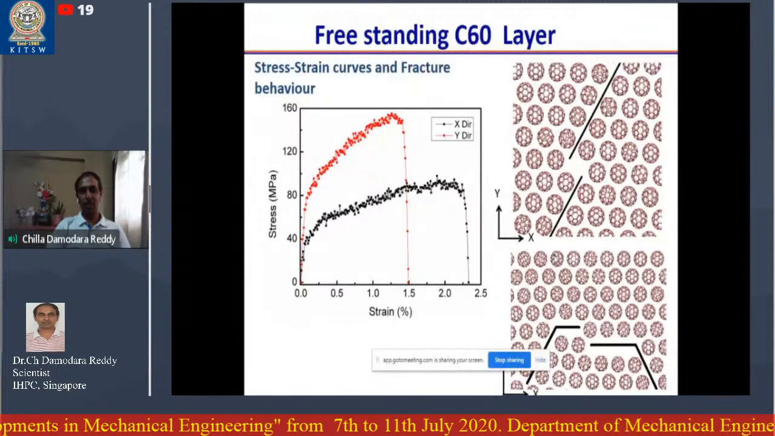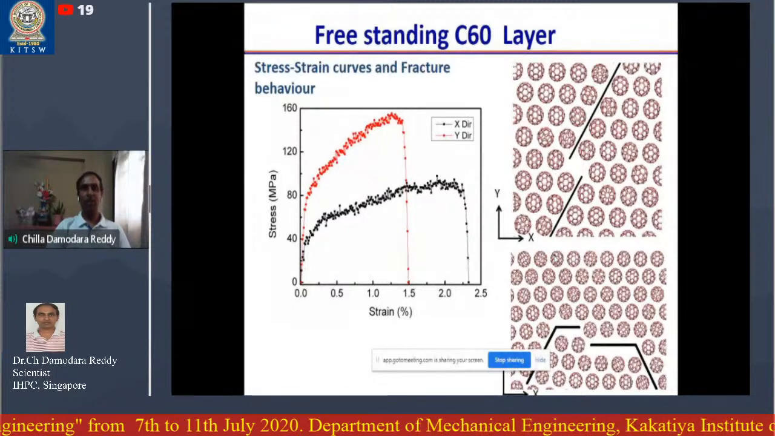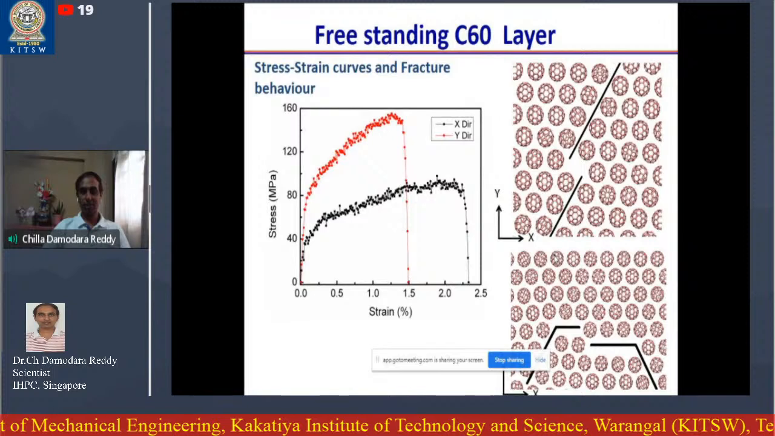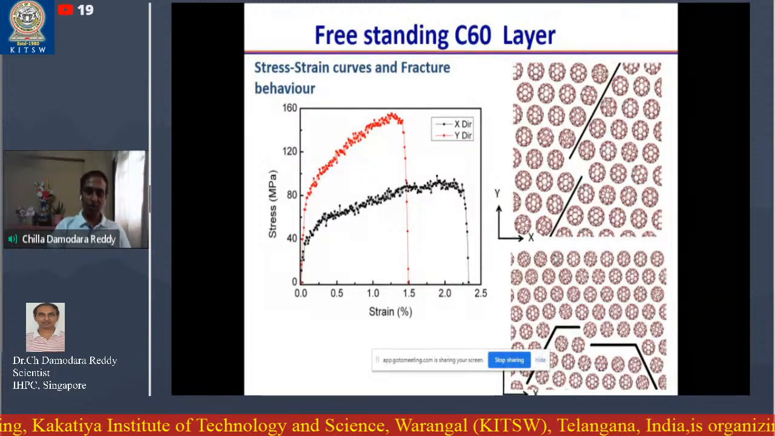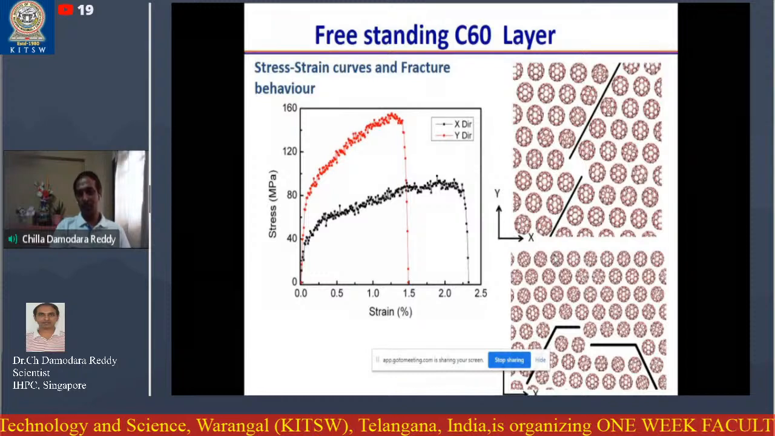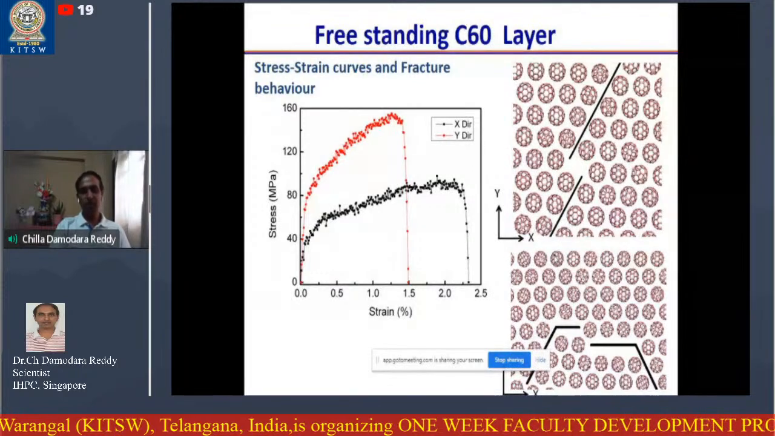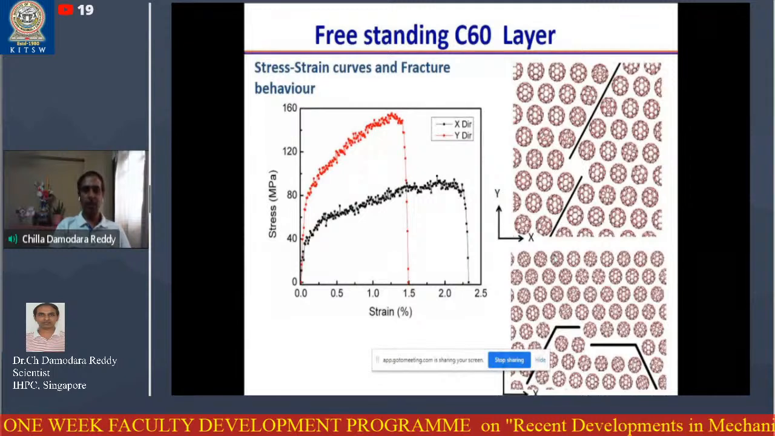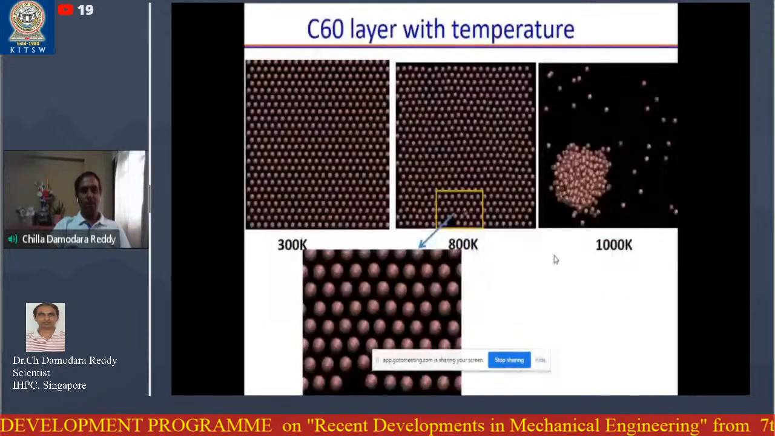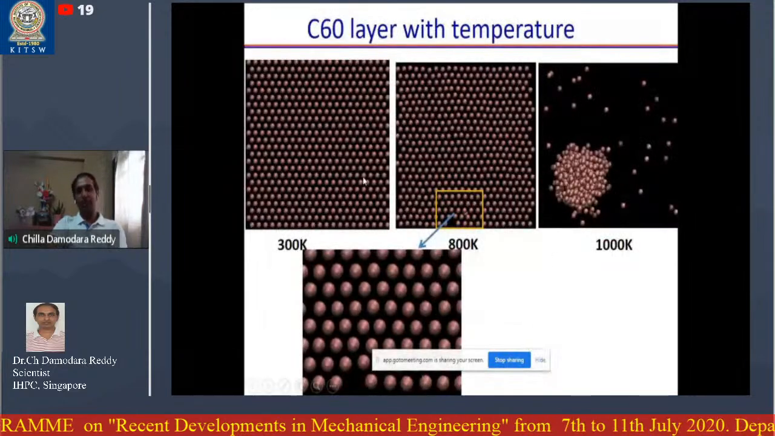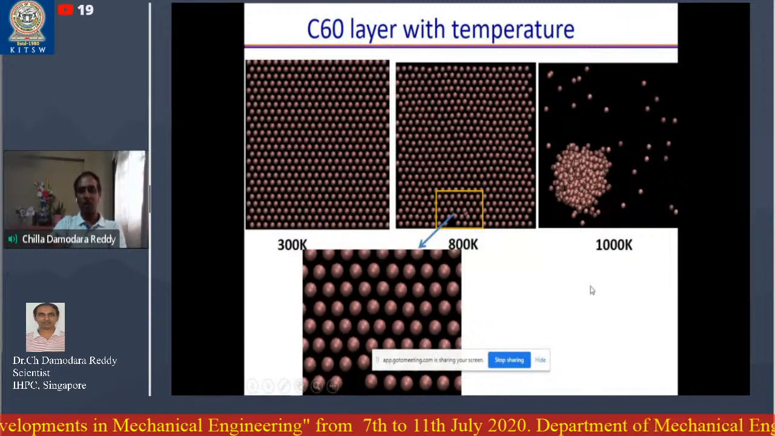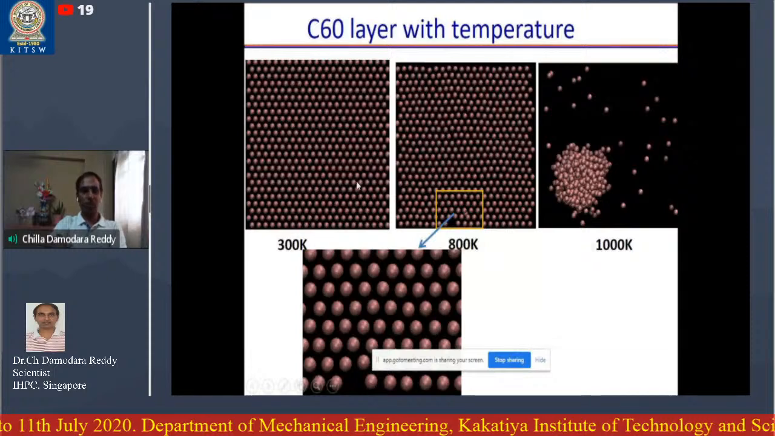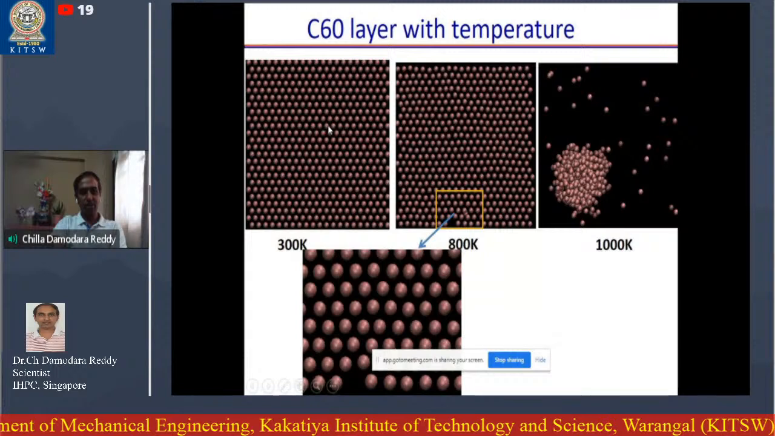In 2004 and before that, people believed that graphene could not exist as a single layer. Similarly, C60 can also exist as a single layer without any support. But it is much more sensitive than the graphene layer, because these molecules can jump if you have any contamination or higher temperatures. So we applied different temperatures to see whether these structures, the C60 layer without any support, are stable or not. Here each dot represents a C60 molecule.